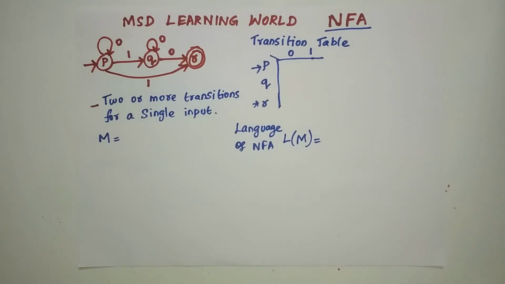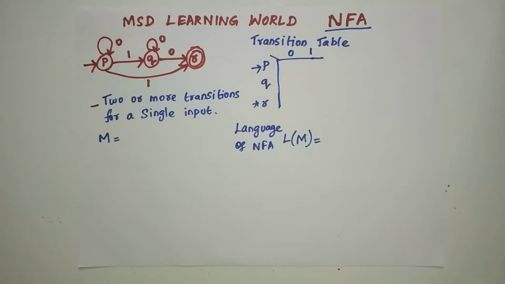Now in this video we are going to start the machine, non-deterministic finite automata. So what is a non-deterministic finite automata? A non-deterministic finite automata consists of a set of states and a set of transitions, where any state may have two or more transitions for a single input symbol.